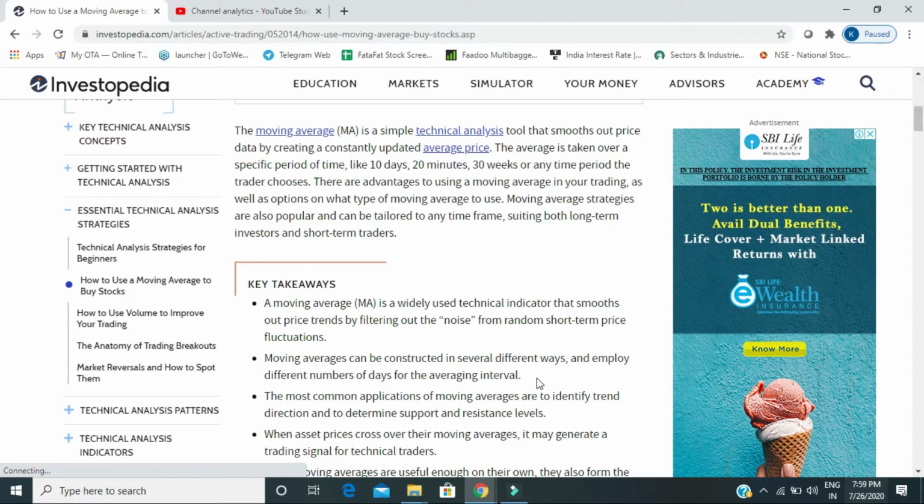So basically, moving average is a technical analysis tool that smooths out price data by creating a constantly updated average price. The average is taken over a specific time period like 10 days, 20 minutes, 30 weeks, or any time period the trader chooses. There are advantages of moving average in your trading as well as options on what type of moving averages to use.